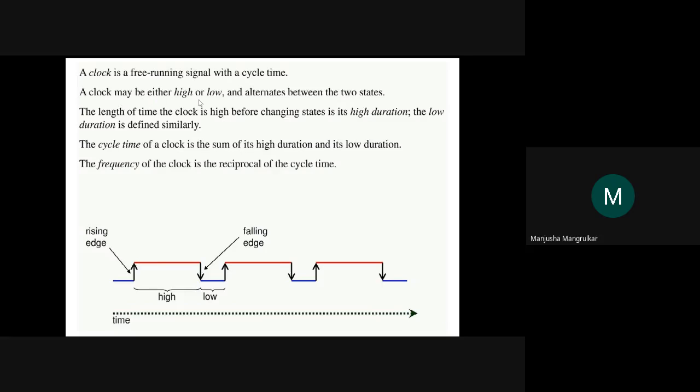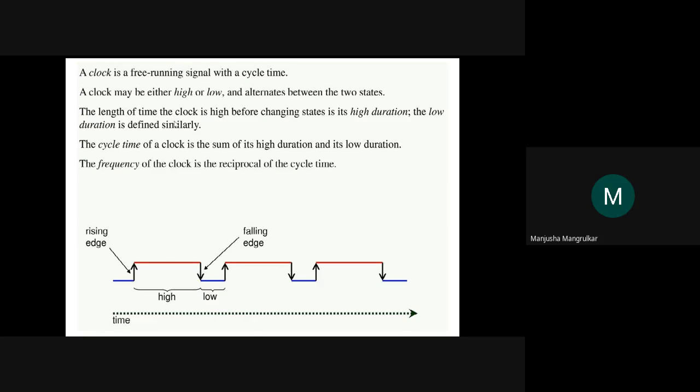Clock may be either high or low. This red line indicates the high, and the blue line indicates the low. It alternates between the two states, high state and low state. So when it goes to high, it is a rising edge. This edge is called the rising edge, and this edge is called the falling edge.